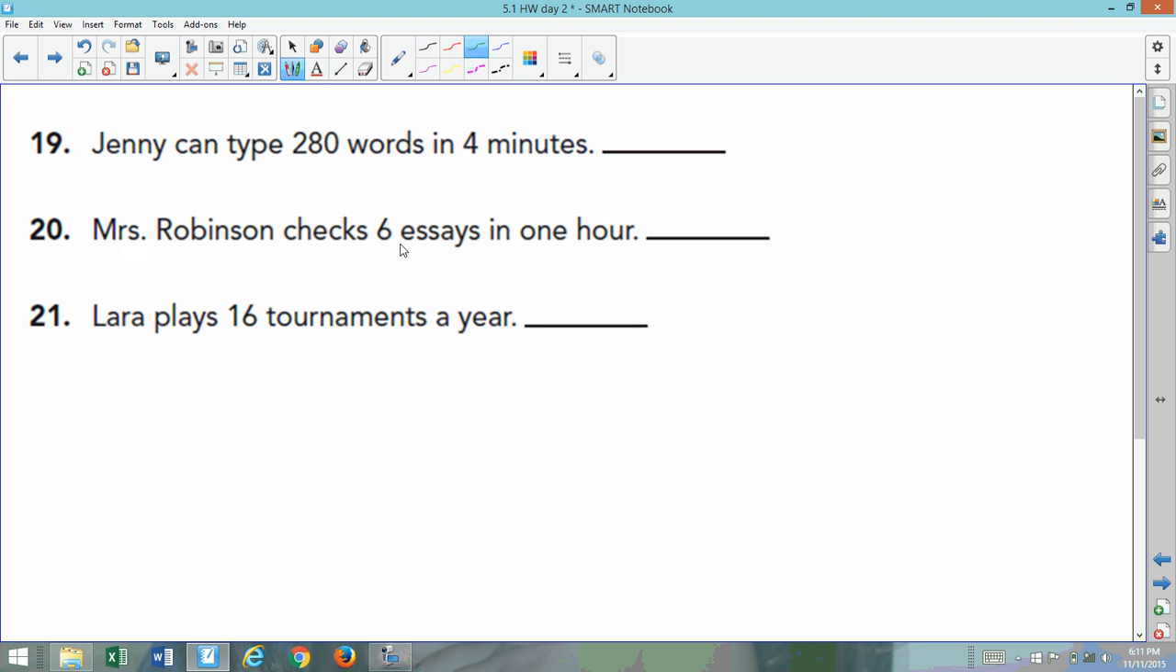Jenny could type 280 words in 7 minutes, so we would divide both by 4, and we get 70 words per minute. Mrs. Robinson checks 6 essays in, let me do this, 70 words per 1 minute. Could put it in fraction. This is 6/1. It's already done for you. Essays per 1 hour. 16 tournaments per year is 16 tournaments per 1 year.